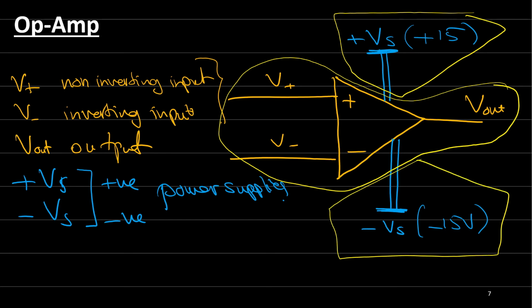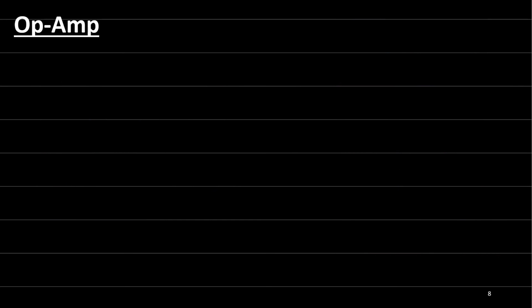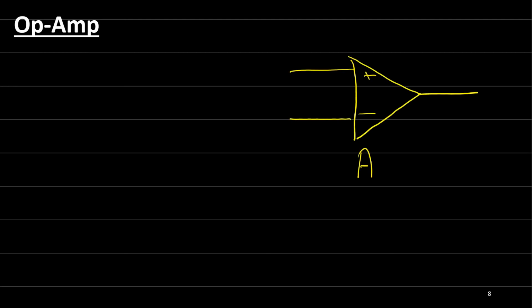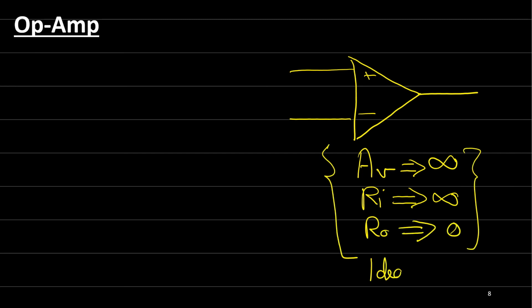The ideal operational amplifier will be similar to the differential amplifier. And what are the characteristics of this amplifier? The voltage gain is infinity, very large, the input resistance is infinity as well, and the output impedance is 0. So this is the ideal operational amplifier.